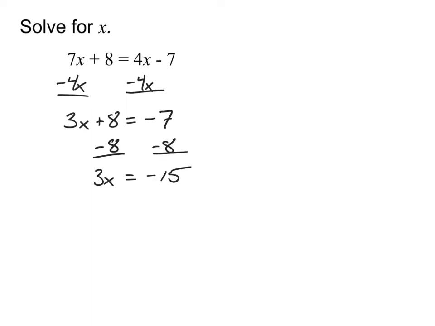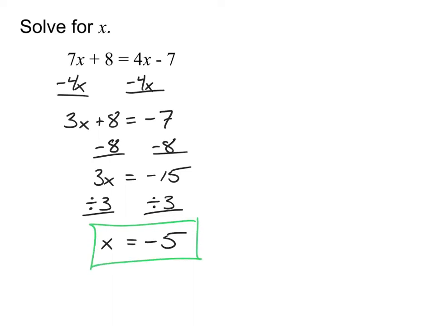And so I have 3x equals negative 15. And then since I have 3 times x right now, and I want to get rid of the 3, I'm going to undo the multiplication by dividing both sides by 3. So on the left-hand side, that's going to give me x, and on the right-hand side, a negative divided by a positive is a negative, and 15 divided by 3 is 5. Therefore, x equals a negative 5. And that is our final answer for that one.